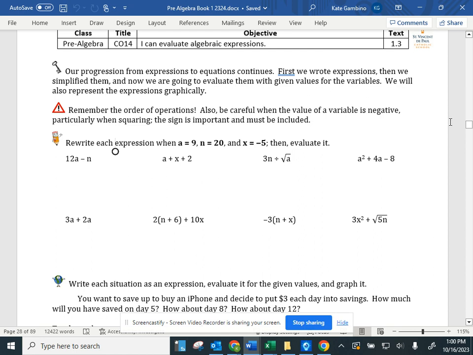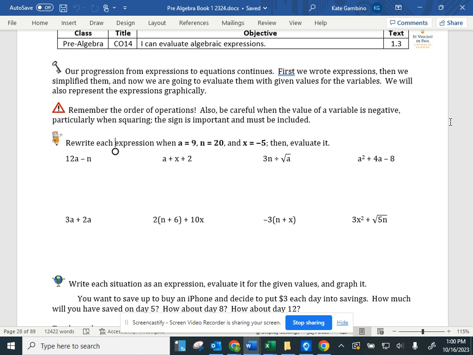Good afternoon. Today we're continuing with unit 3 with CO14. I can evaluate algebraic expressions. What does the word evaluate mean? It means do the math. What does it equal? Yeah. So when it says evaluate, it means do the math.